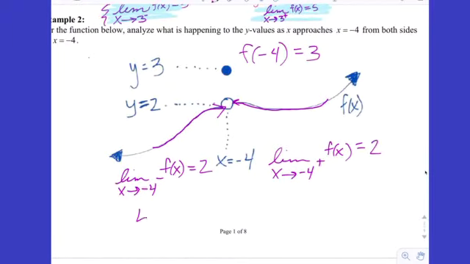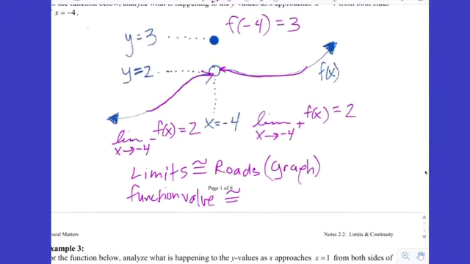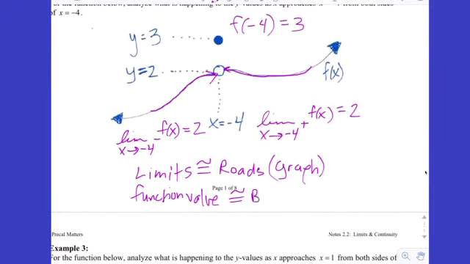So you can think of the limits that we're evaluating, they're kind of analogous to being the roads, which is going to be the graph itself, leading up to an x value. Whereas the function value, you could say it's kind of analogous to, instead of a manhole cover, I'm going to call it a bridge.